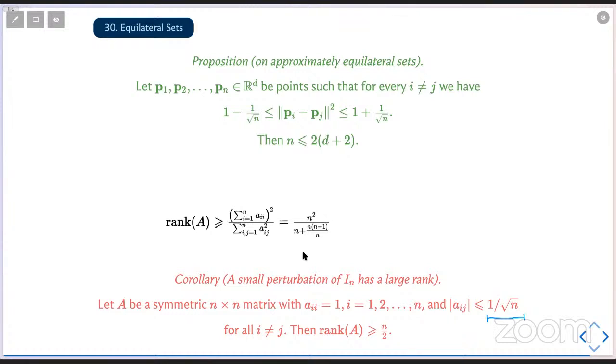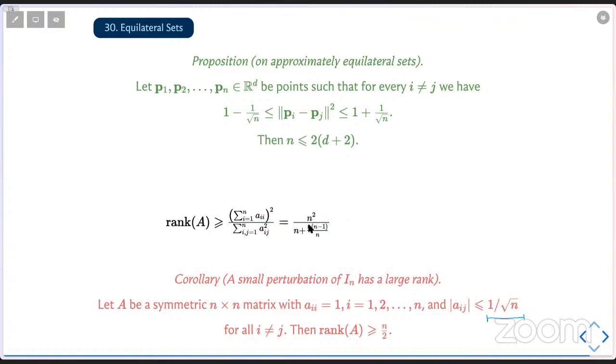Let me just make sure that I didn't take a leap of faith here. Each of the off-diagonal entries is bounded by 1 over root n, so this expression here is a valid upper bound. This sum is less than or equal to what we have written there, but these are in the denominator, so the inequality moves in the right direction. So hopefully we are good.